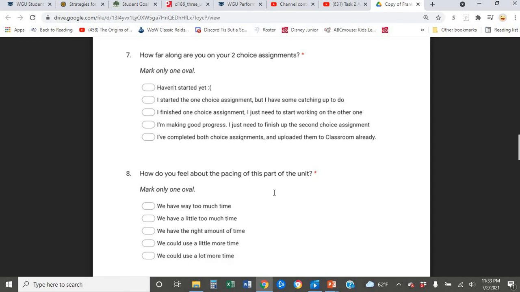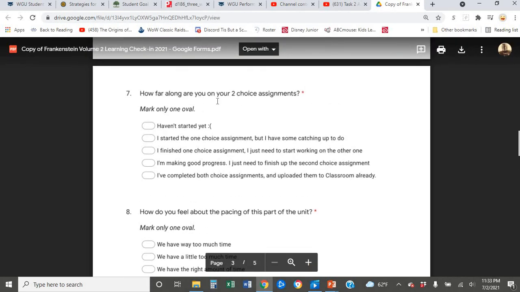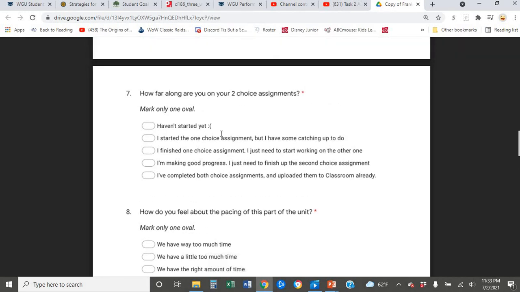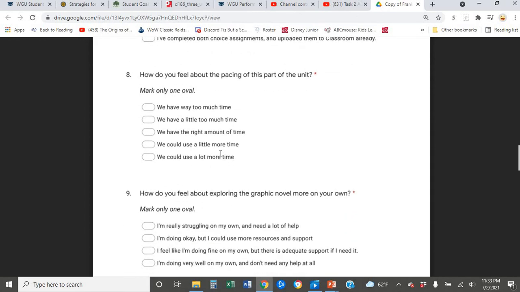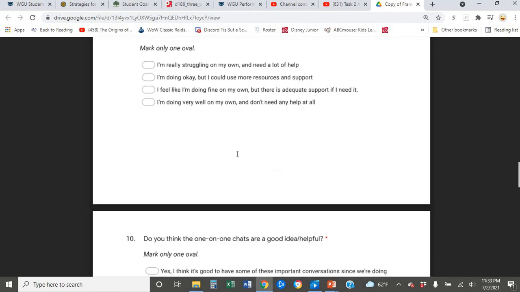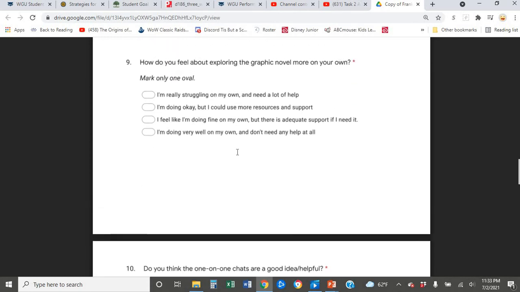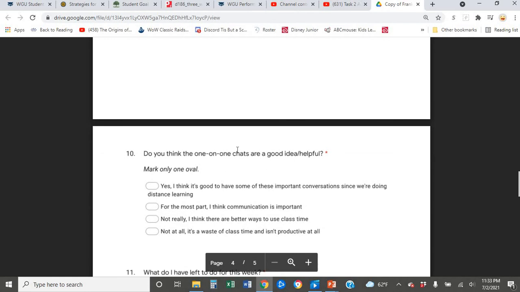Questions 7, 8, and 9 are questions that center around self-observation. Self-observation questions in this instance ask the students directly how far along they are in terms of their pacing. How do they feel about the pacing in the unit so far? How do they feel about exploring the use of a graphic novel on their own? All those questions are self-reflection questions that get them to think about and observe the work that they're doing, the process that they're completing, and how far along they are in that process.